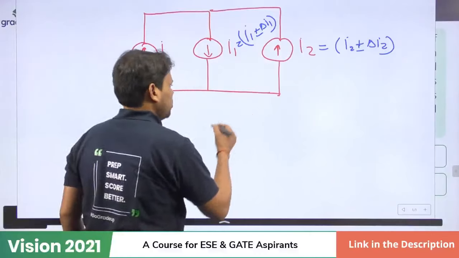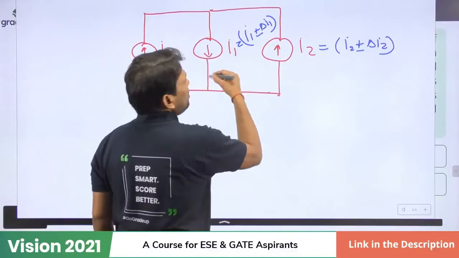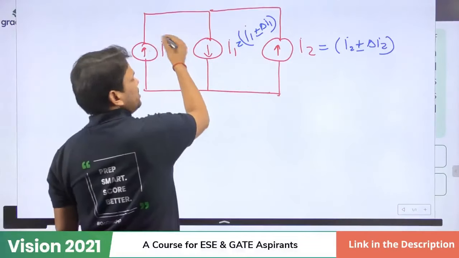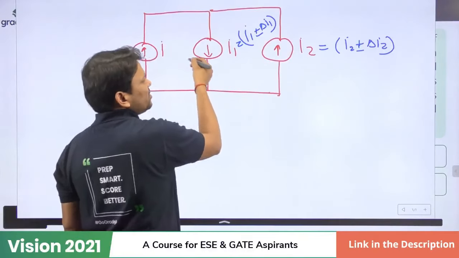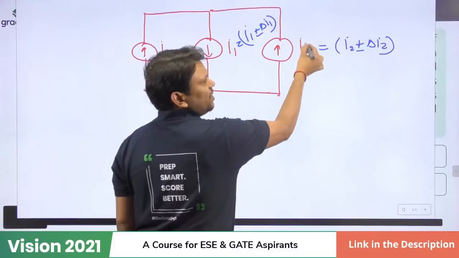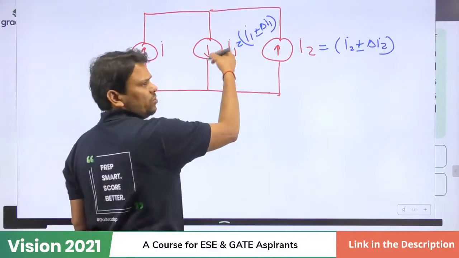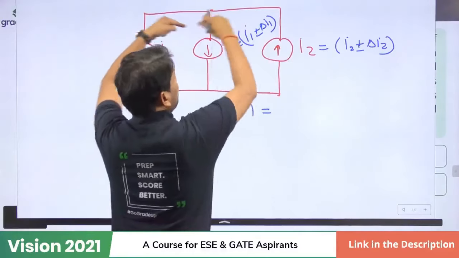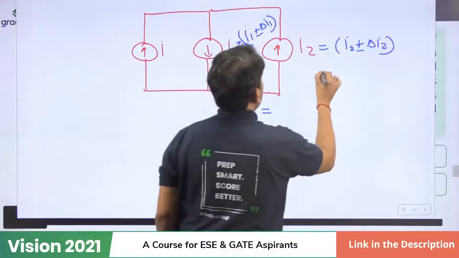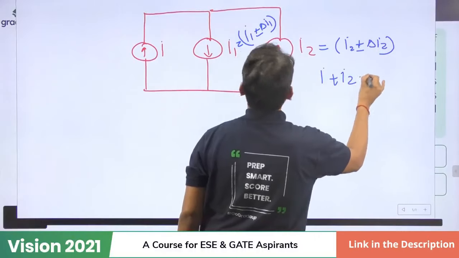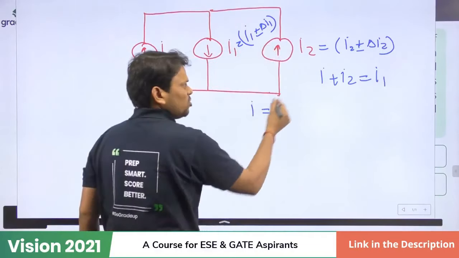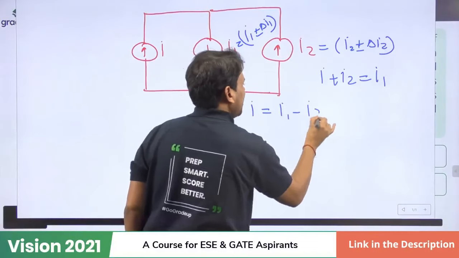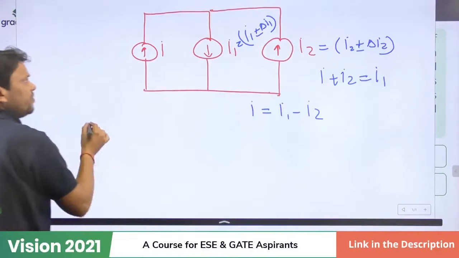For example, I am going to take one simple question. Let us assume I1 and I2 are the components of I, so I is either I1 minus I2 or I2 minus I1. Because of incoming current, by KCL we can write I plus I2 is equal to I1. So the value of I is nothing but I1 minus I2.